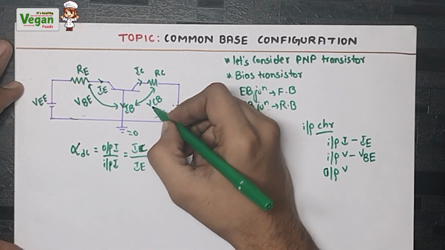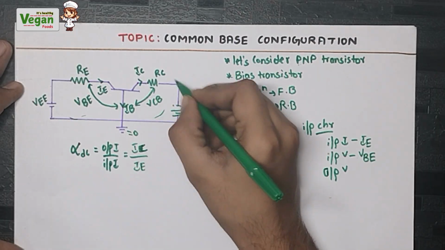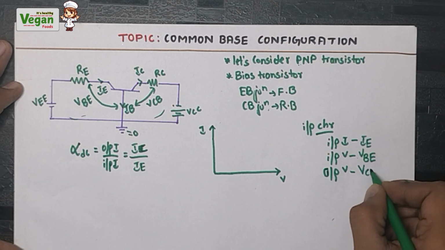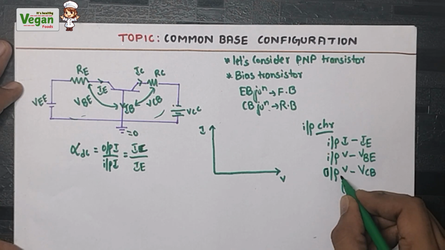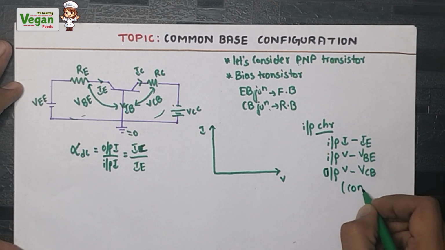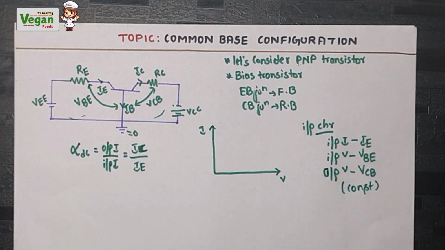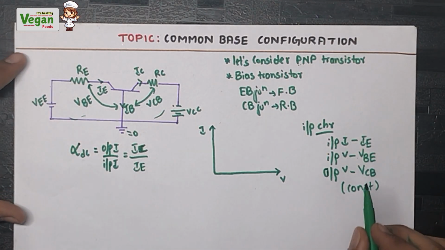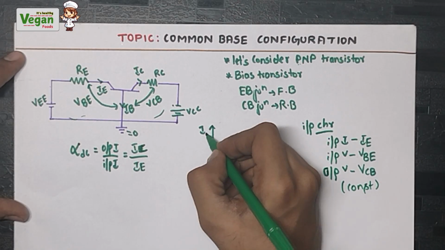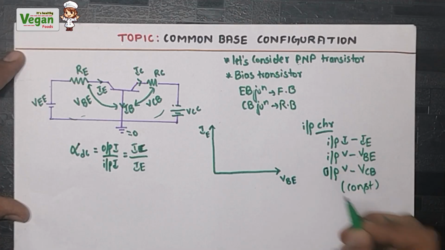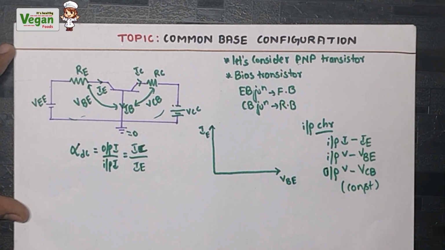Next, what is the output voltage? Output voltage means the right hand side. What is the output voltage? VCB. So now we must keep the output voltage constant. As we are plotting the graph for input characteristics, we will keep the output voltage, VCB, constant. Now we are plotting the I versus V characteristics, that is, input current IE versus VBE. VBE is the input voltage.